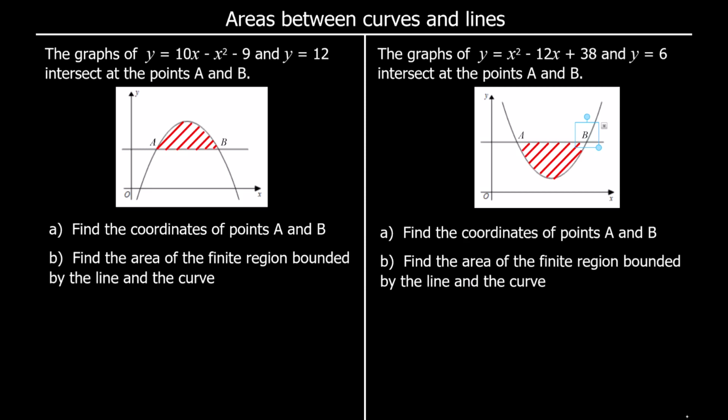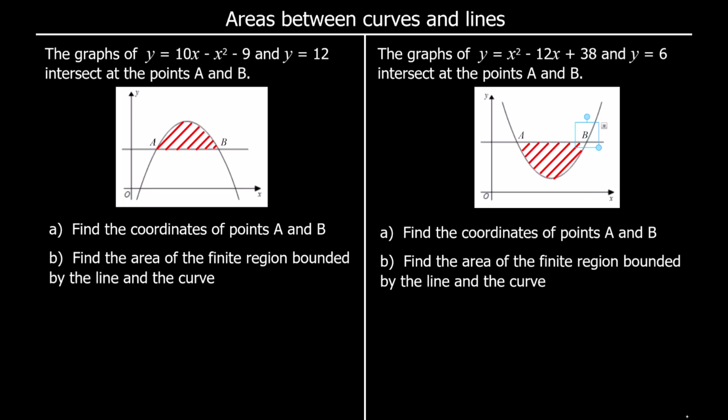In this video, we are looking at finding areas between curves and lines. The first question, we've got the graphs of y equals 10x minus x squared minus 9, and we've got the line y equals 12. They intersect at the points A and B. To start with, we need to find the coordinates of A and B.